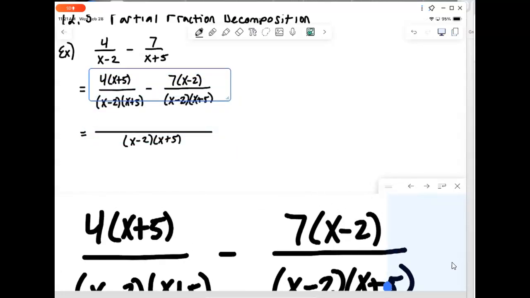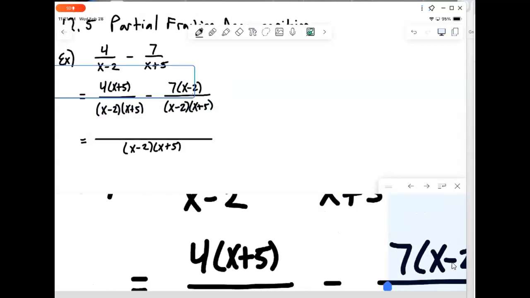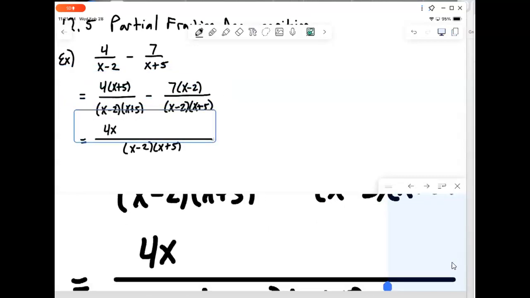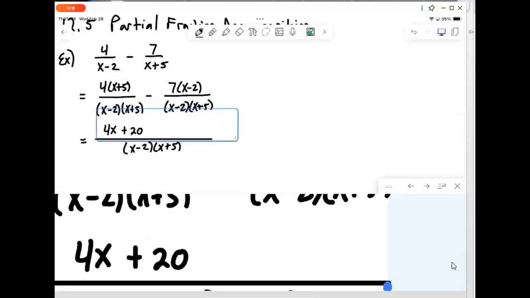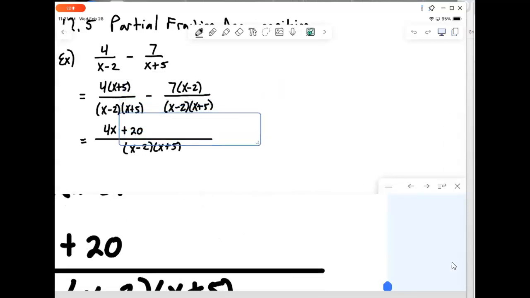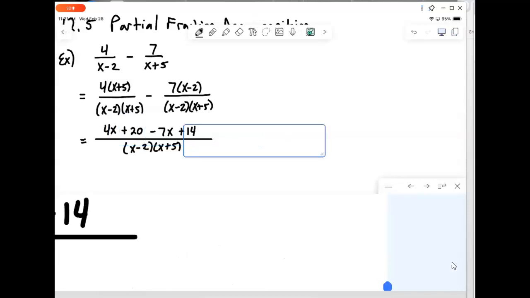So as I'm putting them together, I could write it out as it is now. I'm going to actually go ahead and do some simplifying. So I have 4 and x plus 5. So 4 times x would be 4x. 4 times 5 would be plus 20. Now when I come to the second fraction, the 7 times x minus 2, I don't want to forget about that little negative sign there. So I combine that with the 7. That's going to distribute through everything as well. So that's going to make this minus 7x plus 14.